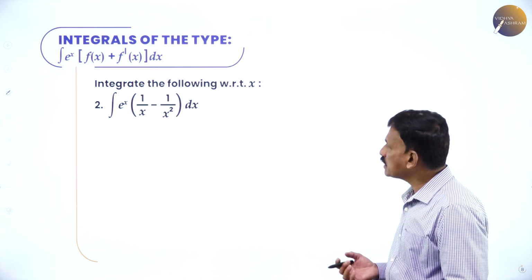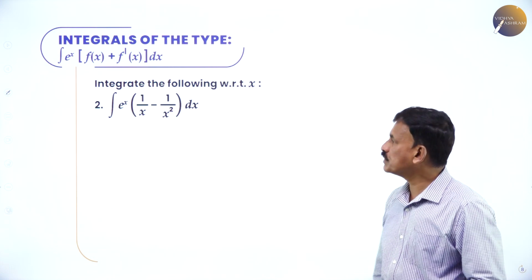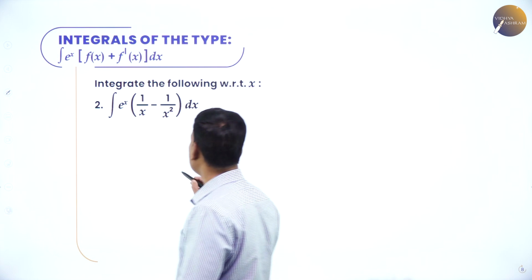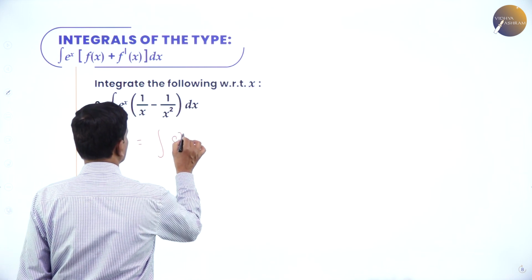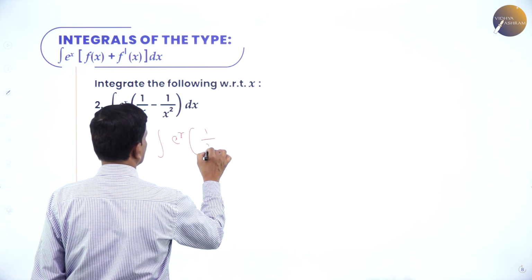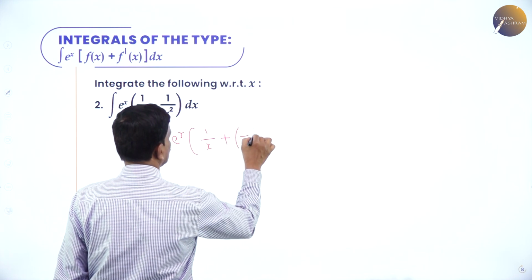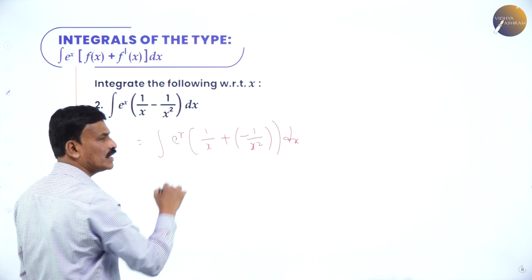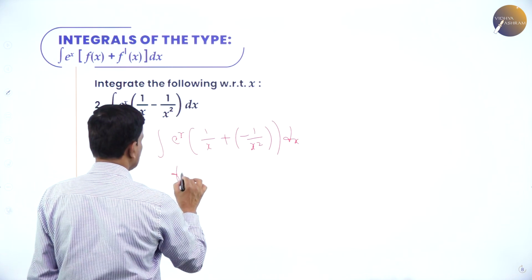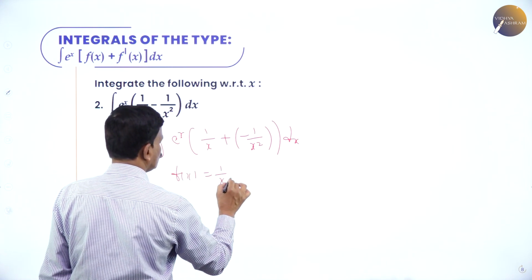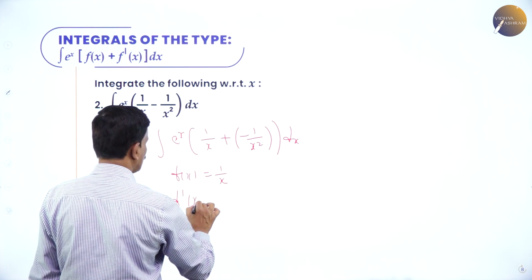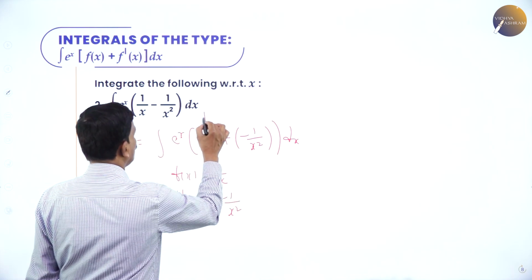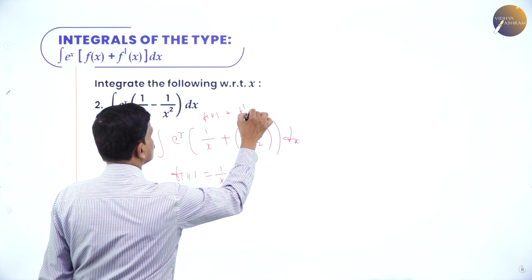Now move on to a similar type problem. This is also very important. e to the power of x into (1 by x minus 1 by x square). This can be written as e to the power of x as it is into (1 over x plus minus 1 by x square) dx, right? Plus into minus is equal to minus. So, what is f of x? f of x is equal to 1 over x. What is the derivative of 1 by x? The derivative of 1 by x is minus 1 by x square. So, f of x plus f dash of x.